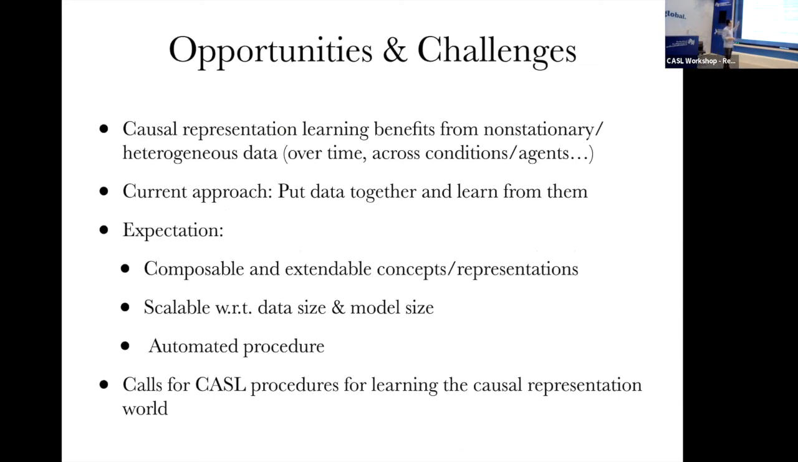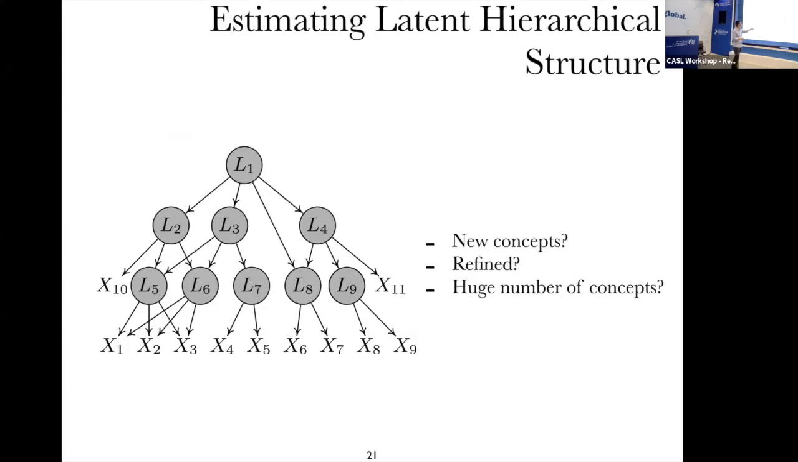Now, this is basically the second to last one. You just saw that causal representation learning benefits from non-stationarity and heterogeneity. That means that if you have more distributions, then it's easier for you to learn causal representations. The current approach basically just puts all data together and then tries to learn something from the whole big data set. That's not really what we do, right? We learn those things sequentially. So here we have this representation, but we can generate new concepts. We learn sequentially, we can generate new concepts, we can refine our previous understanding, and we can allow a huge number of concepts in our mind.